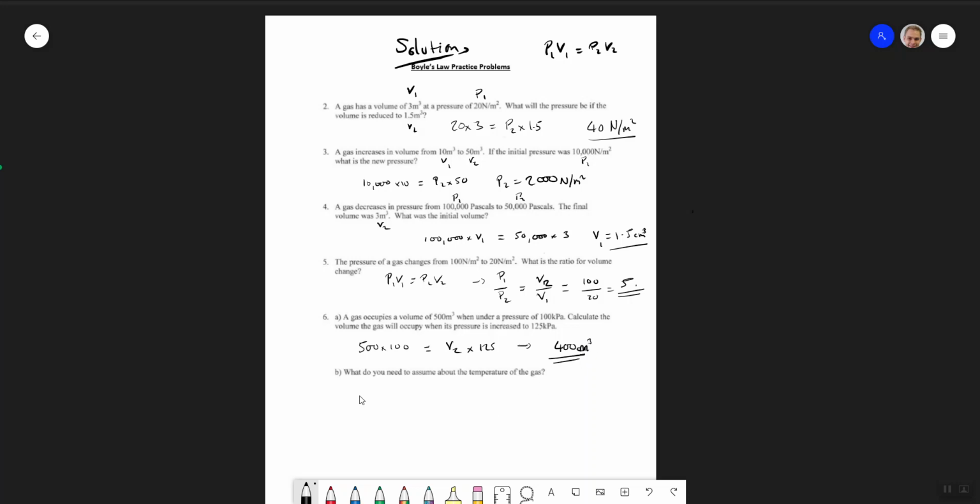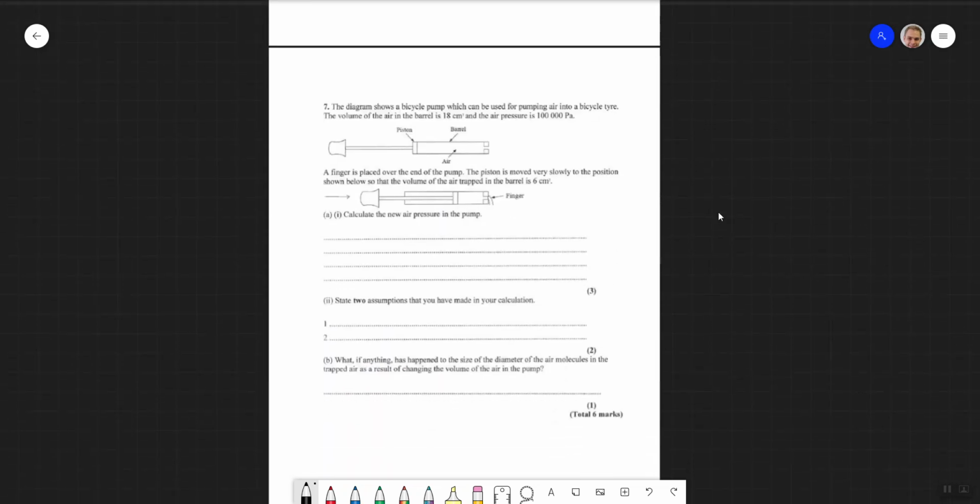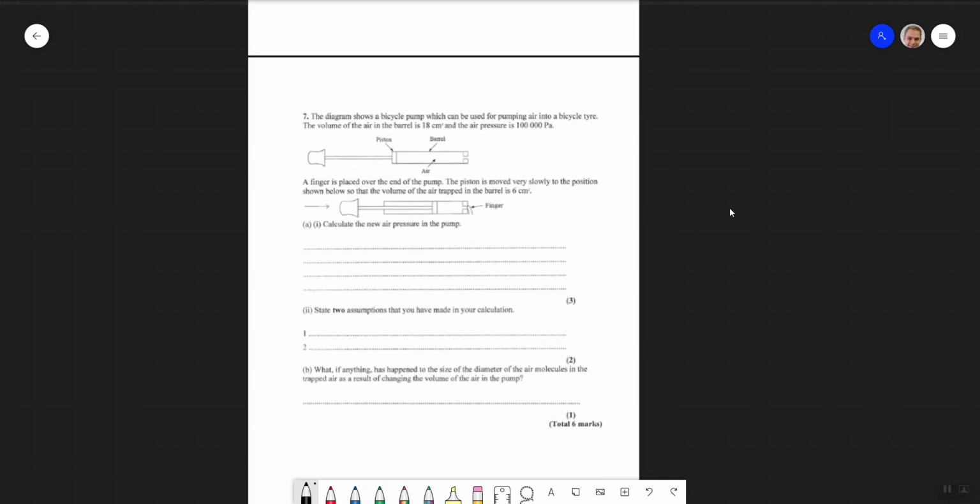That's a lot. What do you need to assume about the temperature of the gas? That it is constant, or that it doesn't change. Any kind of problem like that. So that's just something that looks a bit more like an exam question.